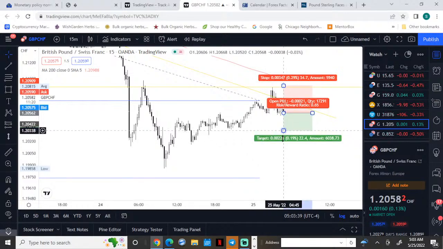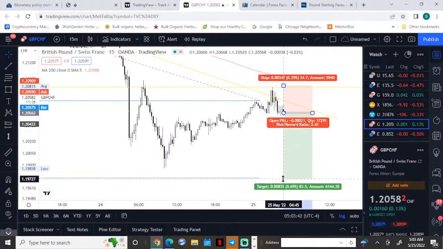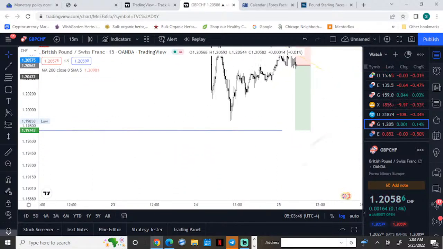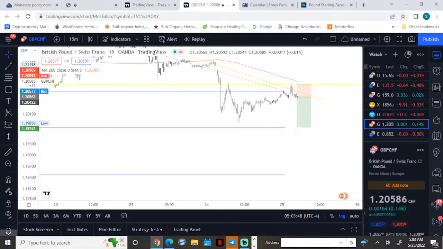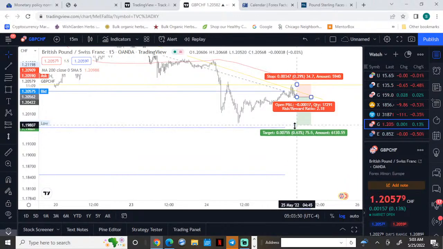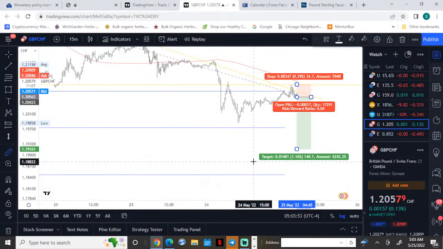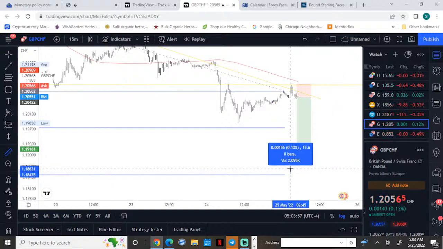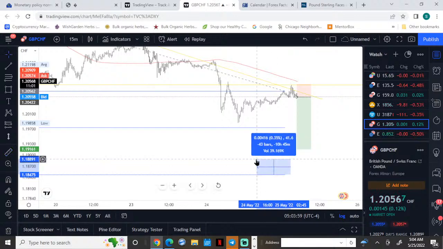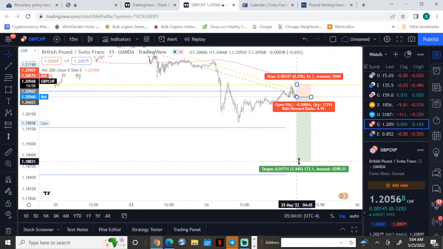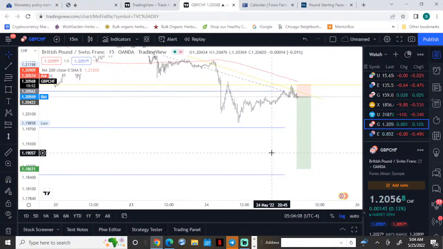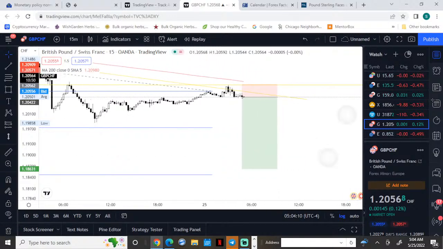TP1 is gonna be the negative 27 on my fib. TP2 is about 15 pips away from the 618 because that's just how I do. 1.8631. 193 pips. Sounds good to me.